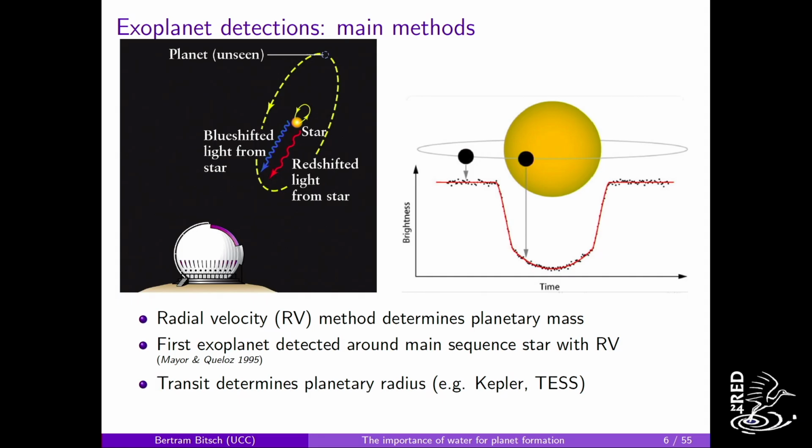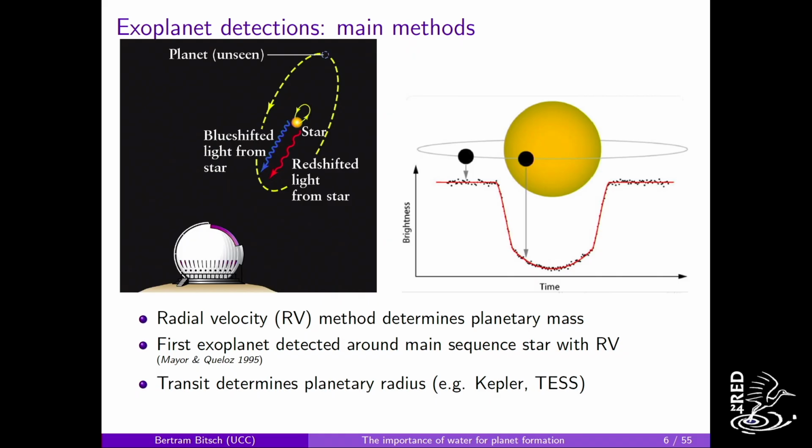And with this, you can actually determine the radius of the planet, because you can say, well, you have your star, in that case, a circle. Your planet is also a circle, and then from the areas, you can determine what is the radius of the planet. And this is the main method that was used in the Kepler Space Telescope, and currently in the TESS telescope, that is basically an all-sky survey to find close-in exoplanets.